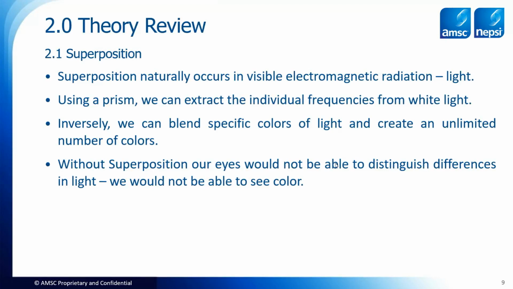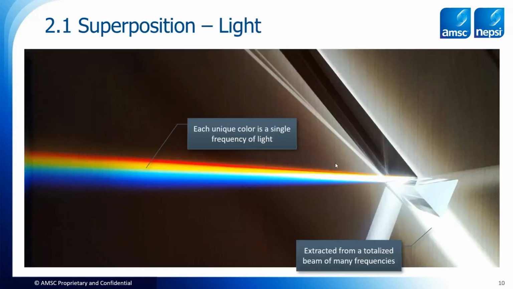Using a prism, we can extract, we know this, right? We can extract the individual frequencies from white light, and inversely, we can blend specific colors of light and create an unlimited number of colors. Without superposition, our eyes would not be able to distinguish these differences in light. We would not be able to see color.